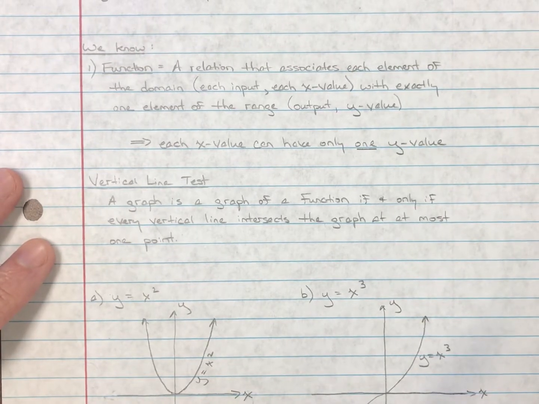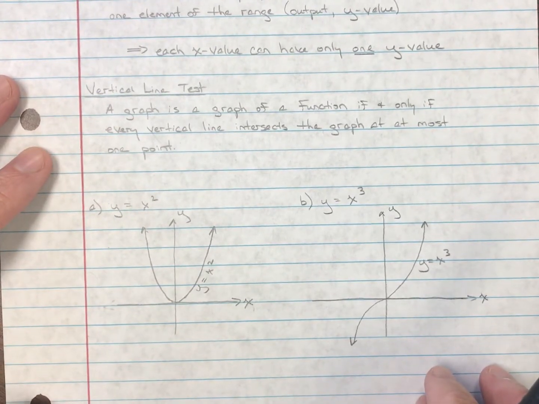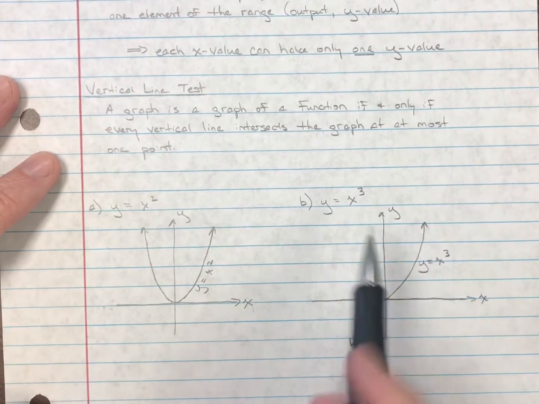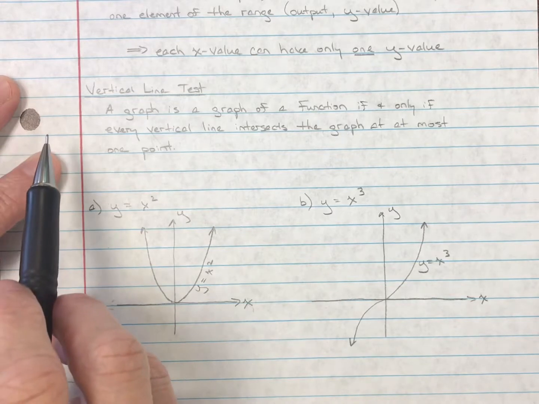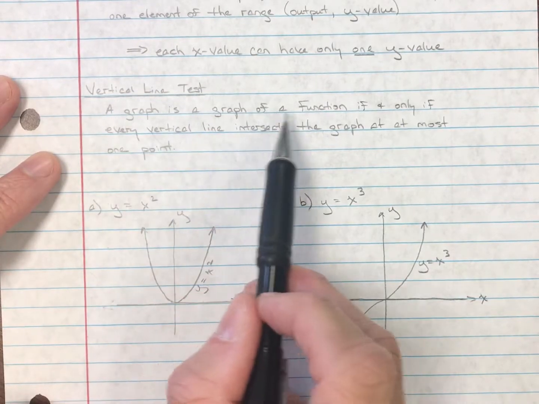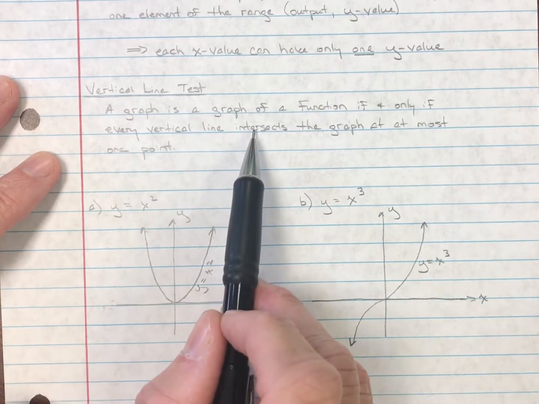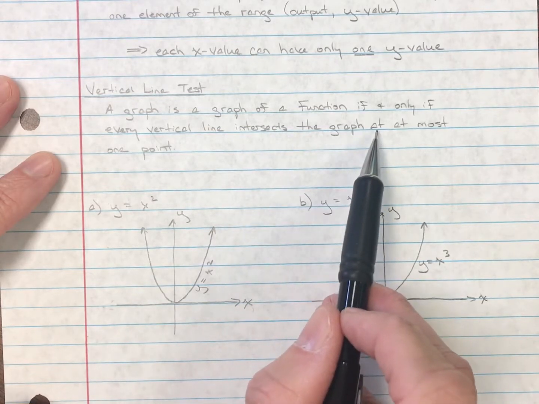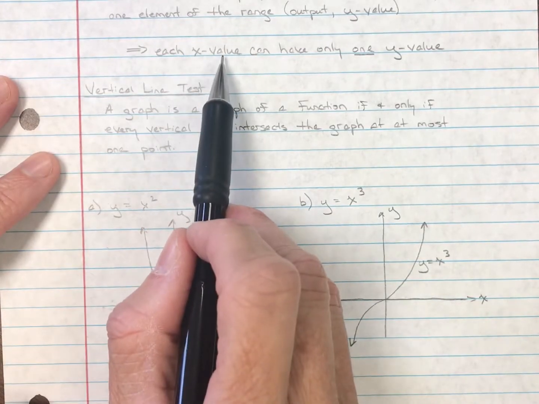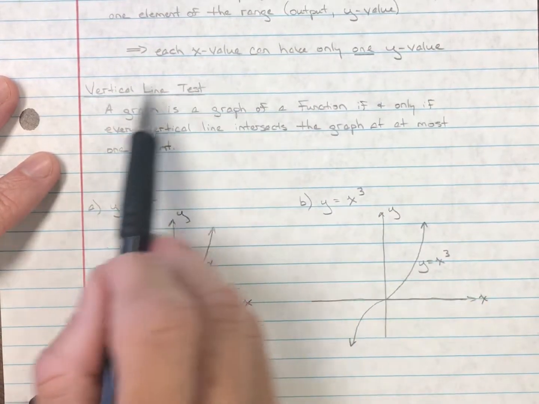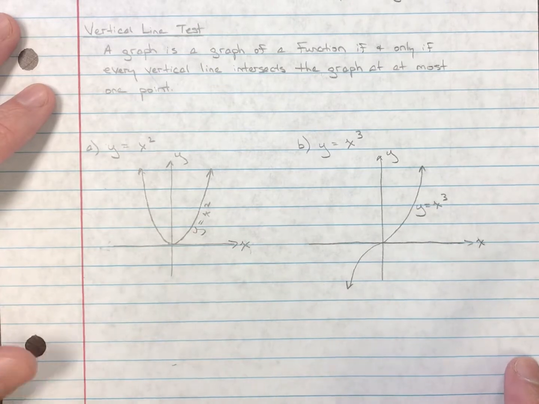What that leads us to is, how do we determine whether or not it's the graph of a function? And we use what's called the vertical line test. The vertical line test lets us know whether or not it's a function. A graph is a graph of a function if and only if every vertical line intersects the graph at most one point. Again, because each x value can have only one y value. So we can do a vertical line test. Let's take a look at that with four different examples.